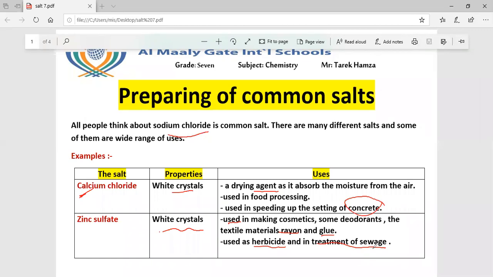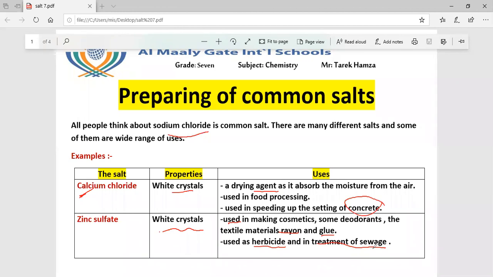The other example is called zinc sulfate. The properties of zinc sulfate: white crystals. It is used in making cosmetics, some deodorants, and textile materials like rayon and glow, and as a herbicide and in the treatment of sewage. Now I will finish this point.